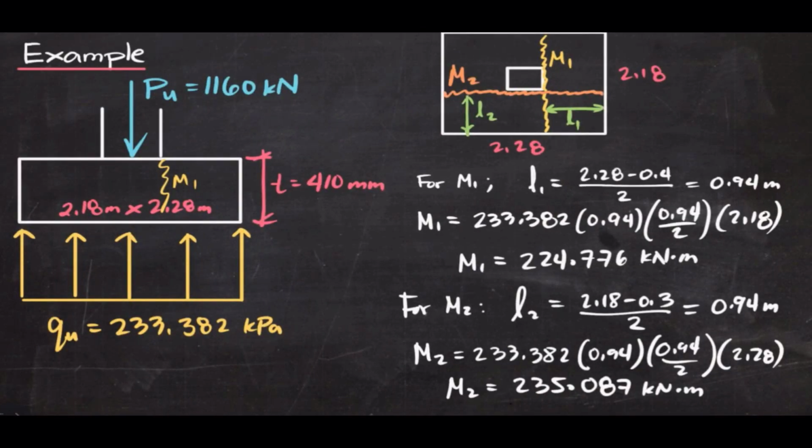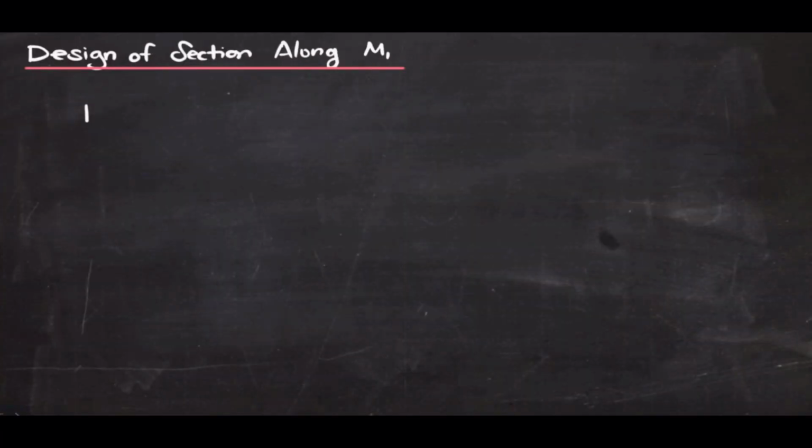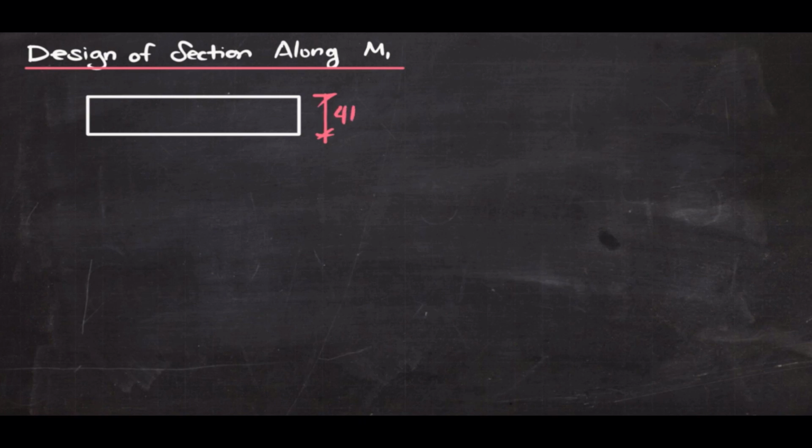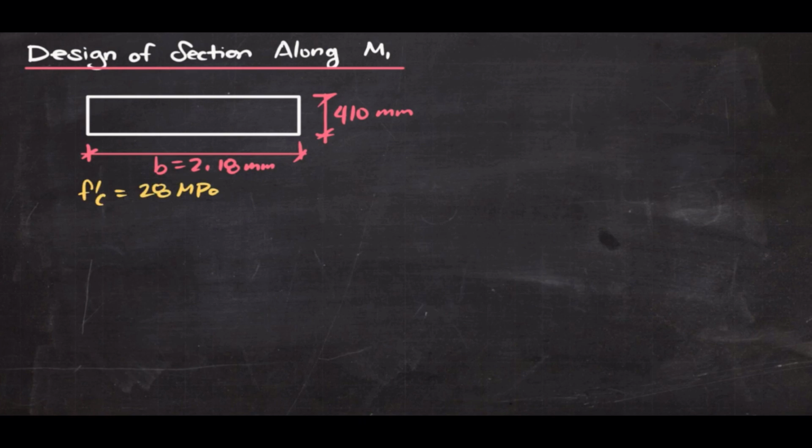So this is the section along M1. Let's draw that first. Here's the section. Of course, the thickness is 410 millimeters. And the width of that section would be 2.18 meters. Now, for the material properties, F sub C is 28 megapascals. Let's use Fy equals 280 megapascals. This would be given when designing a footing. And the bar diameter used is 20 millimeters.